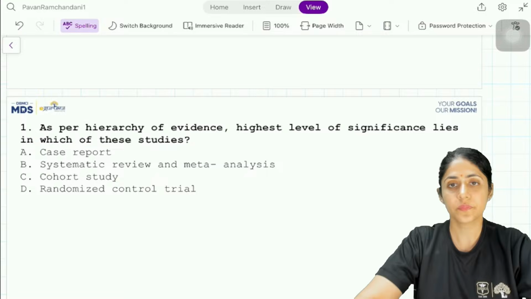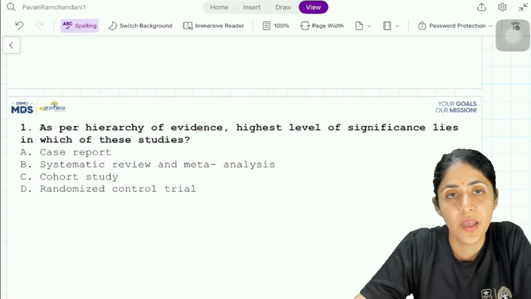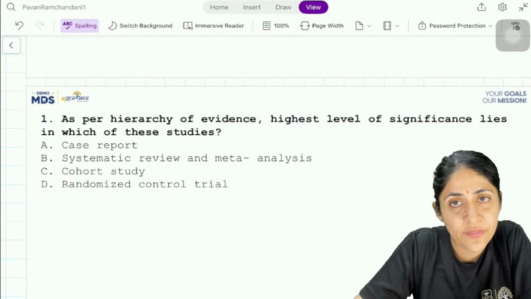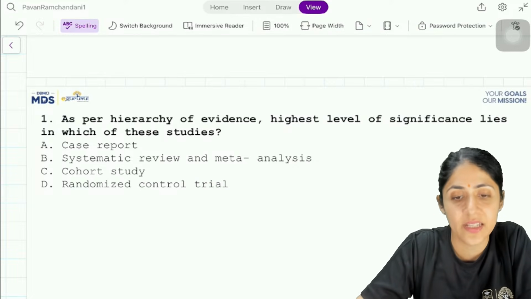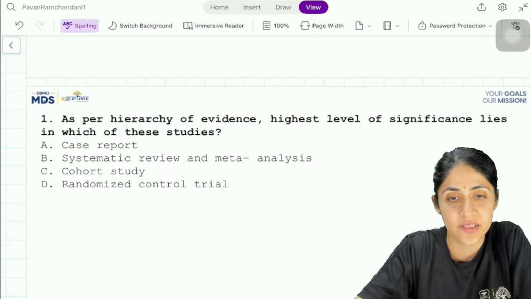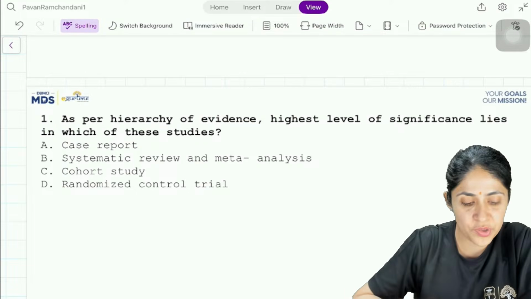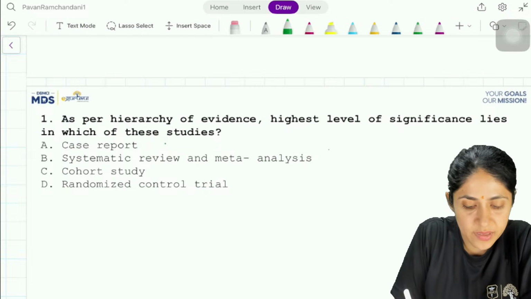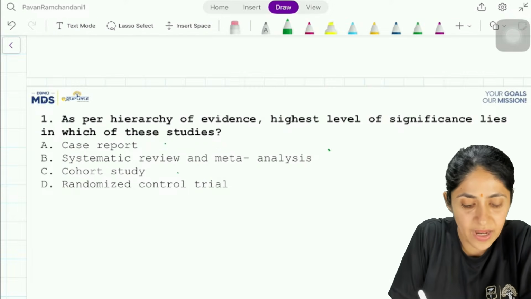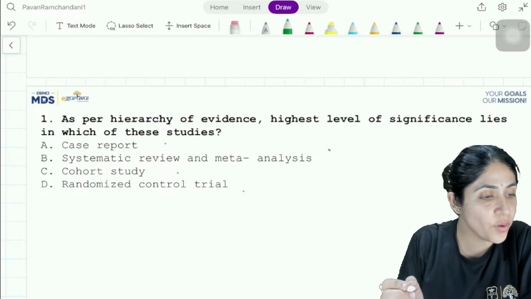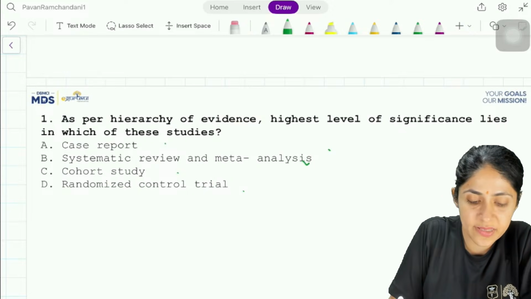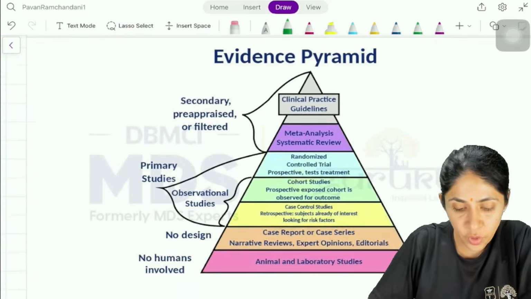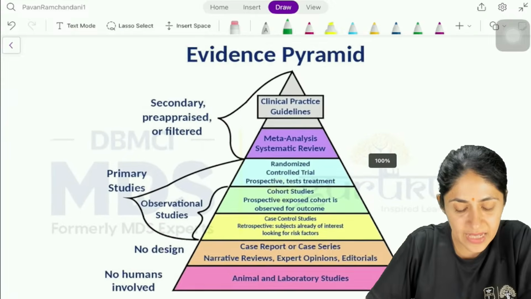So coming to the first question, which is: as per the hierarchy of evidence, which is the highest level of significance, it lies in which of these studies? Out of the options given, we have case report, systematic review, cohort, and randomized control trial. Out of these options, it is definitely systematic review and meta-analysis. From the given options, this is meta-analysis.